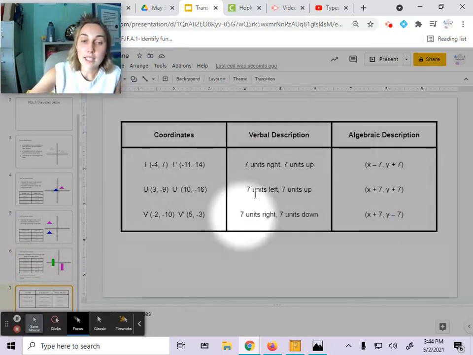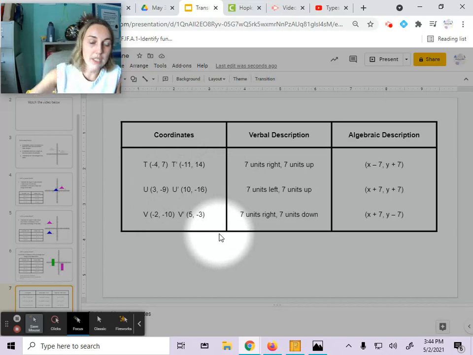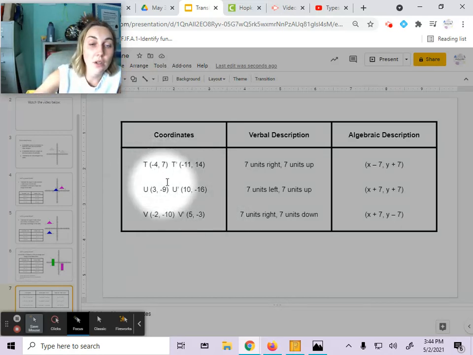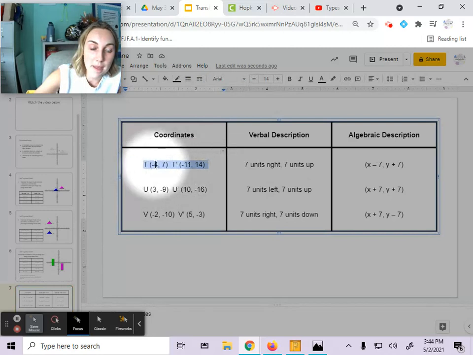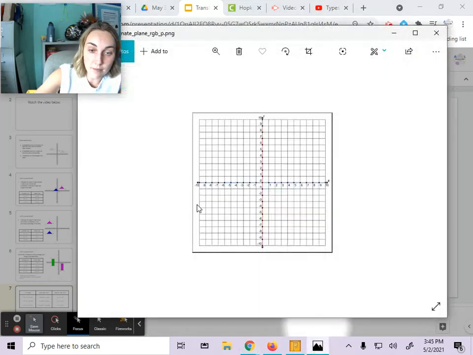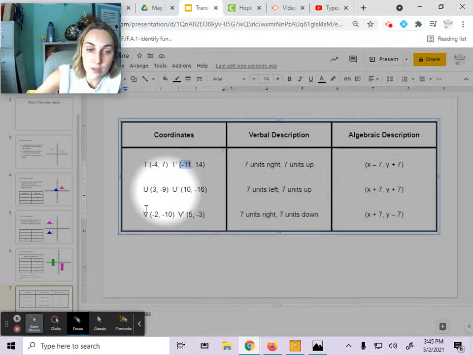All right, so on C, here's what's going on. You're going to try this on your own. You're going to take your coordinates, okay? So from coordinate T to T prime, you're going to describe exactly what happened with the verbal description. So for example, from negative 4 to negative 11, if you look at a coordinate plane, we would move 1, 2, 3, 4, 5, 6, 7 units to the left. And here's one that says 7 units to the left. And then we would move from 7 to 14, 7 units up, okay?